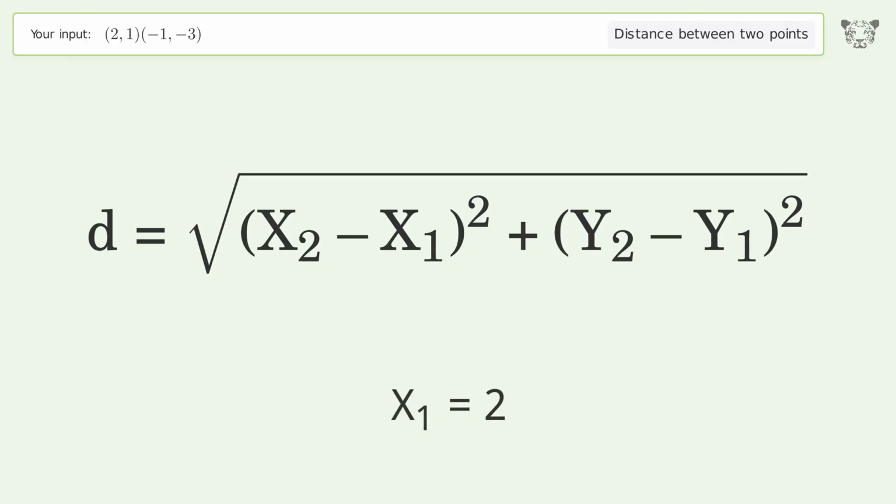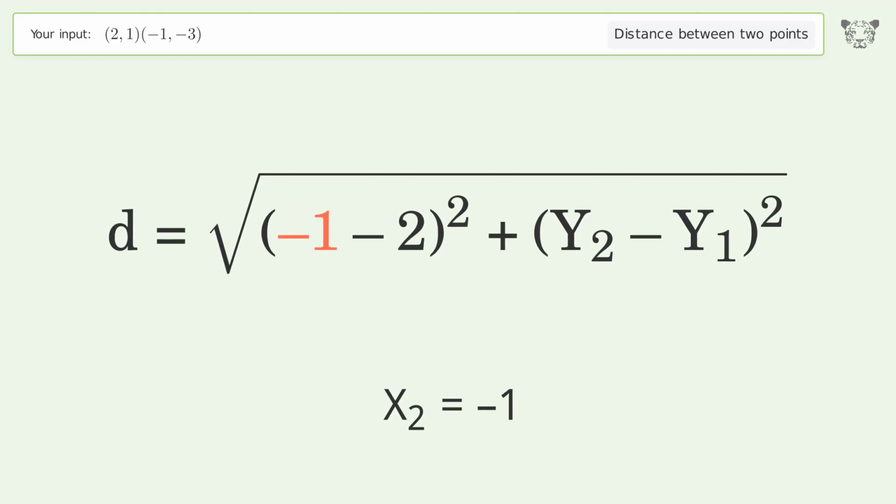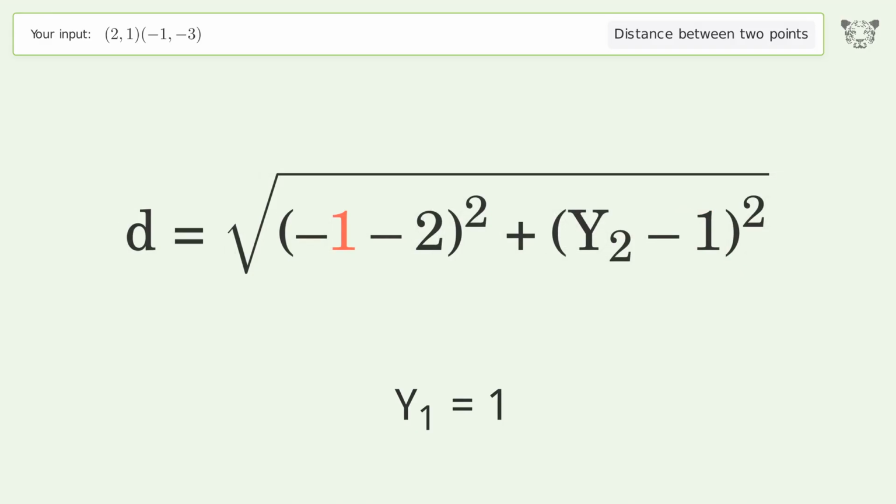x1 equals 2. x2 equals -1. y1 equals 1. y2 equals -3.